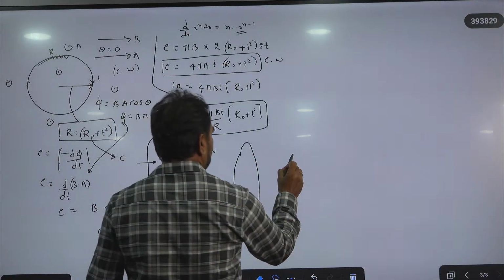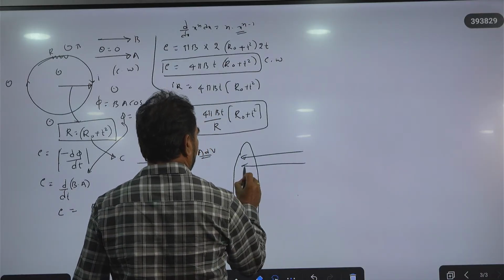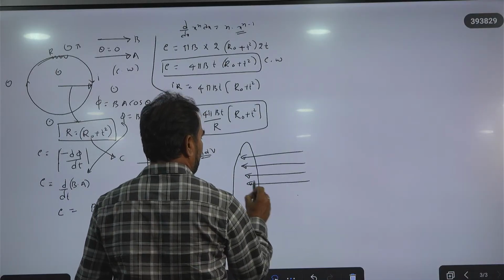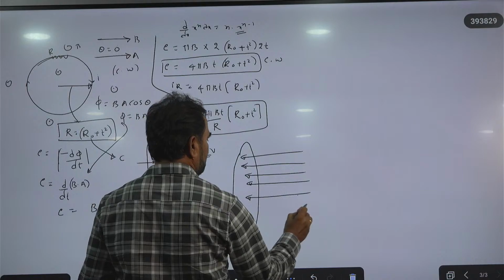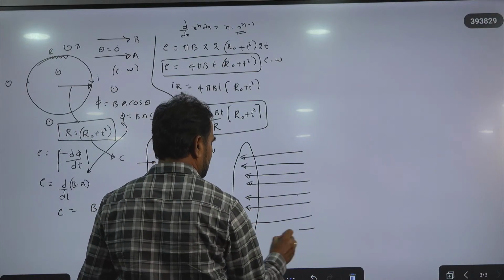The magnetic flux is increased across the loop like this. The magnetic flux is increased towards the loop like this.